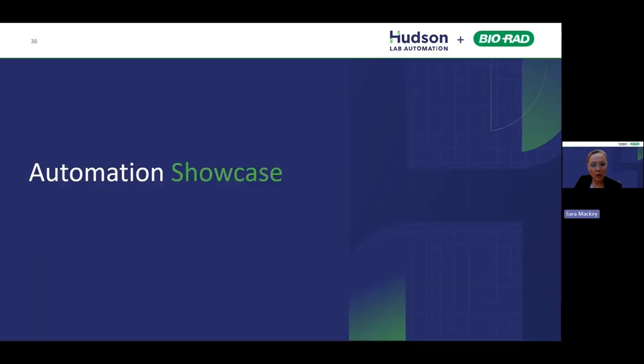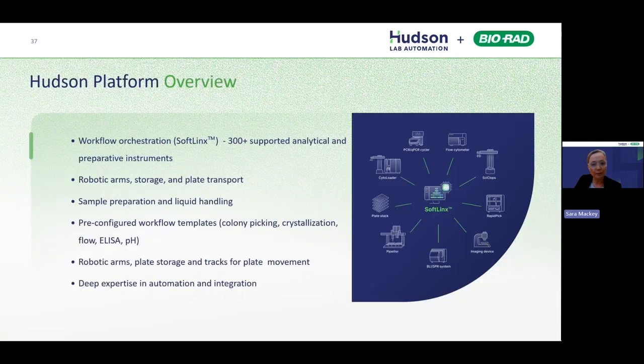Thank you, Richard and Andrew. I'm going to walk you through a few real-world automation examples to make this concrete. Before we jump into the examples, I want to quickly orientate you to the Hudson platform, because everything you're about to see is built on this same foundation.